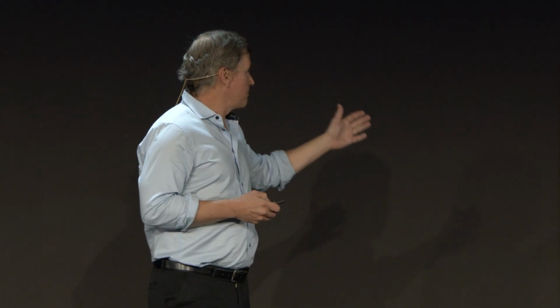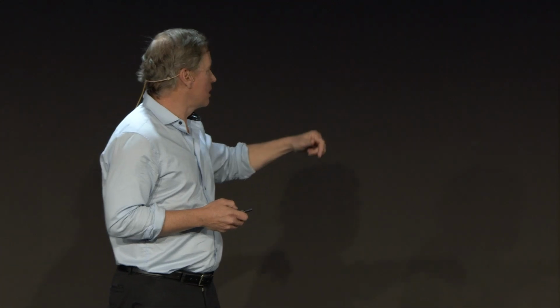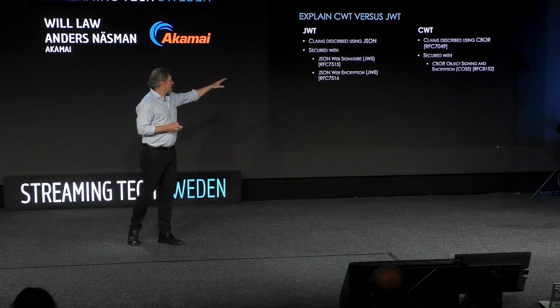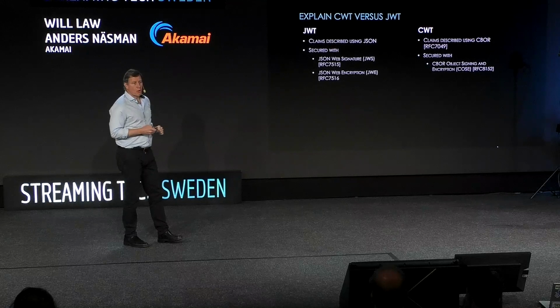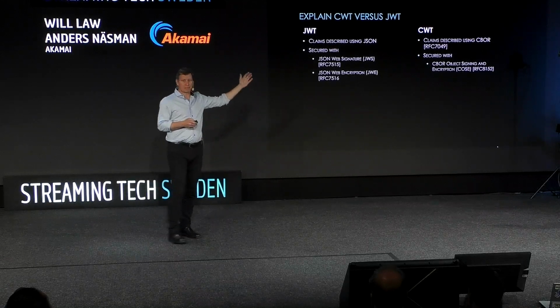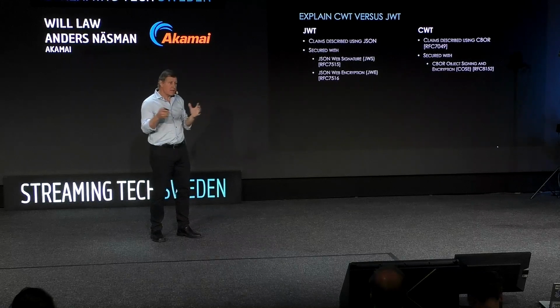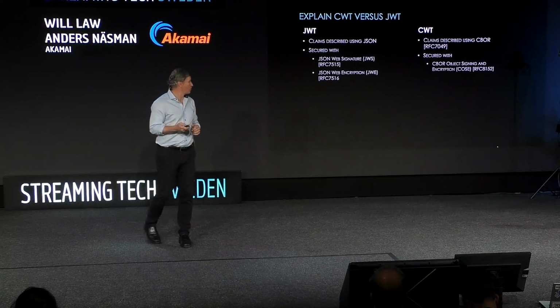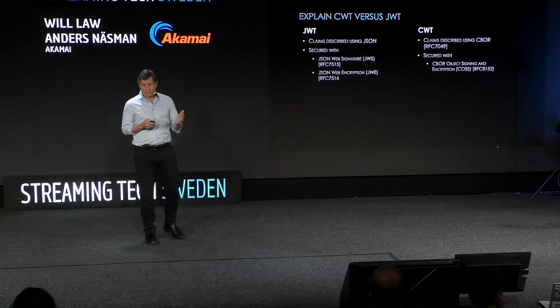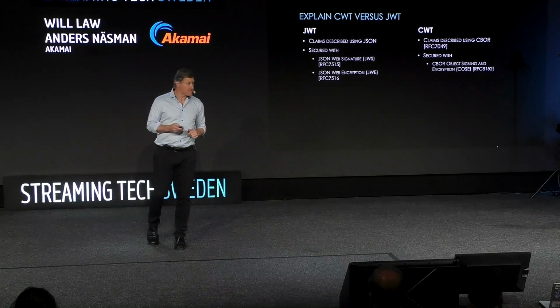So why are they relevant? So JWT is a JSON Web Token. We use JSON to describe a set of claims, and then we use JSON Web Signature and JSON Web Encryption to sign and encrypt those claims. CWT is a CBOR Web Token. It's very similar. Claims are described using CBOR, Concise Binary Object Representation. It's basically we're trying to make these things smaller. And then we sign them with CBOR Object Signing and Encryption, which has the nice acronym of COSE.